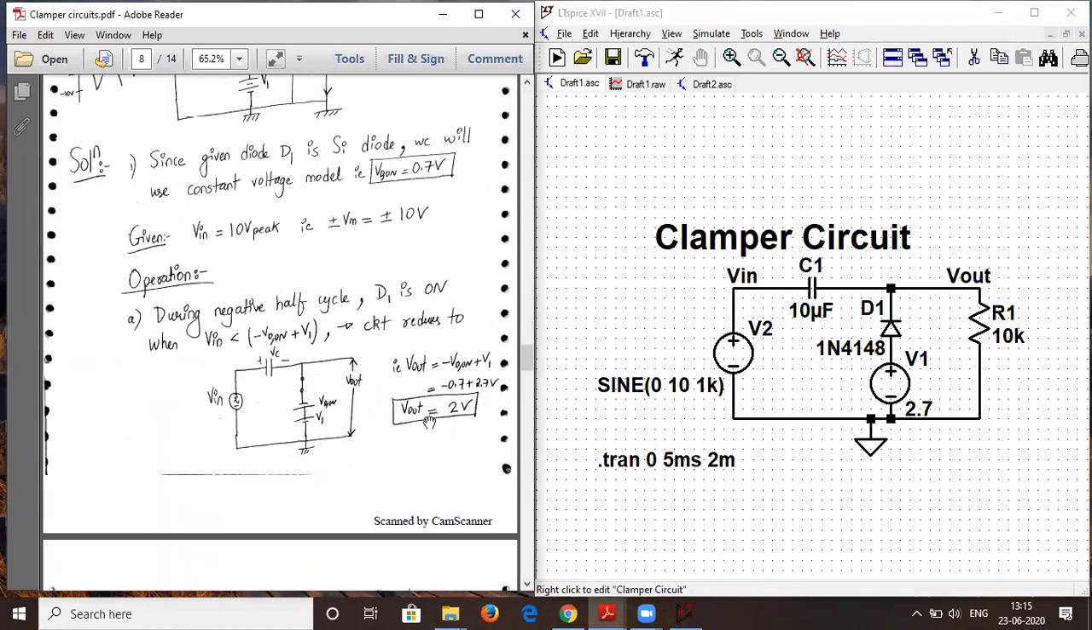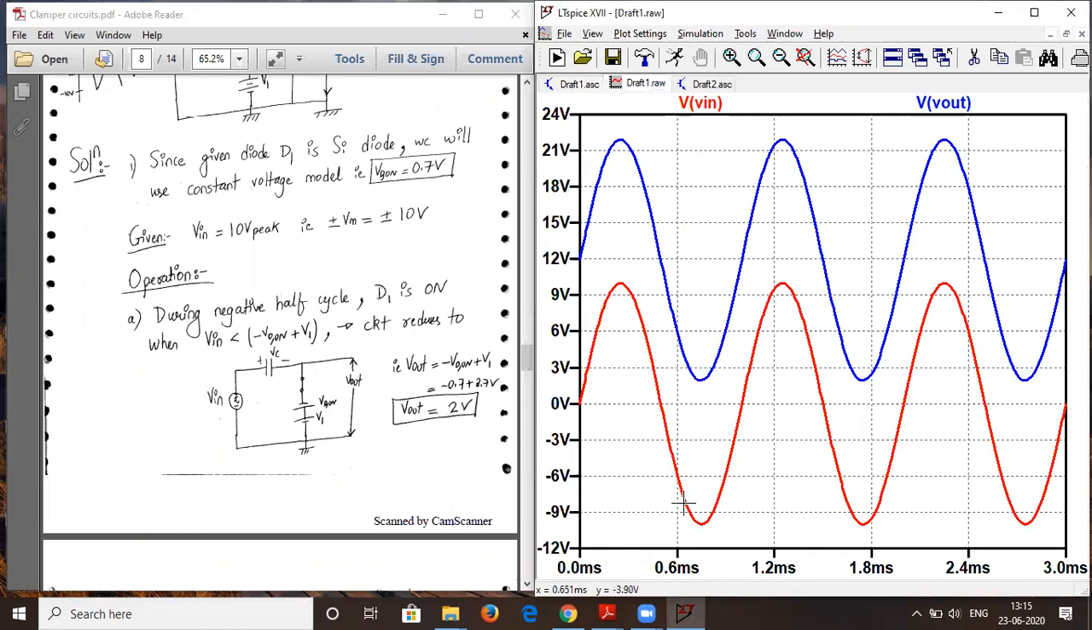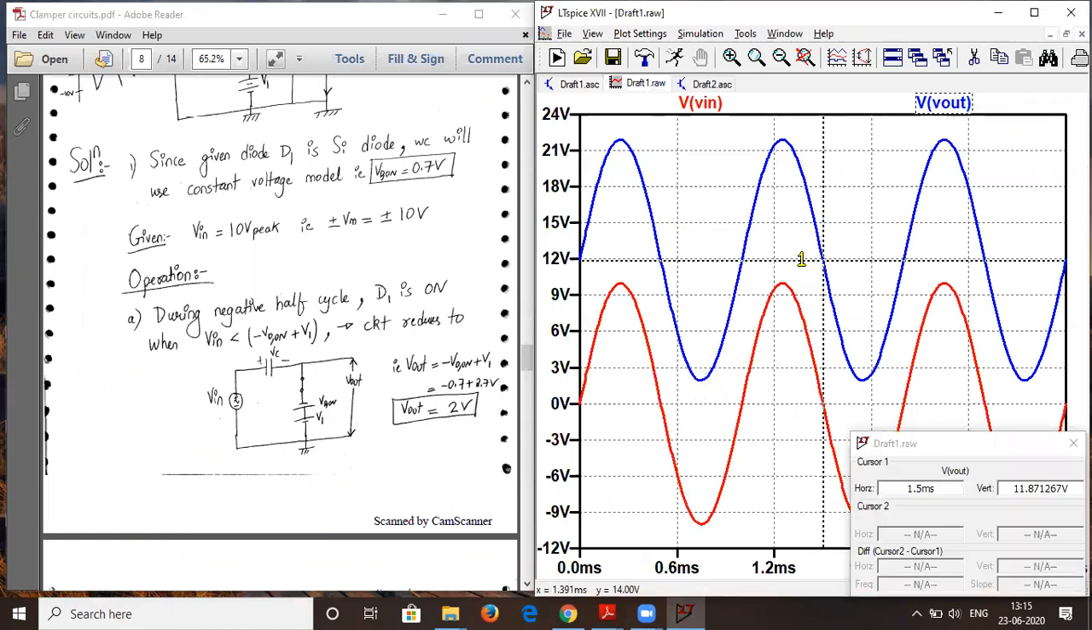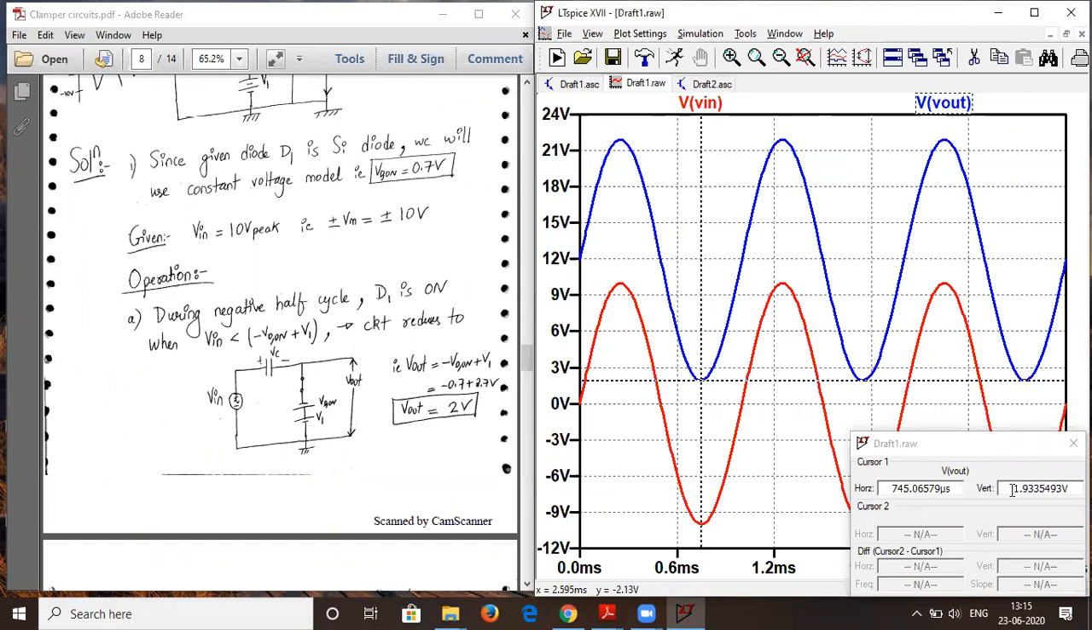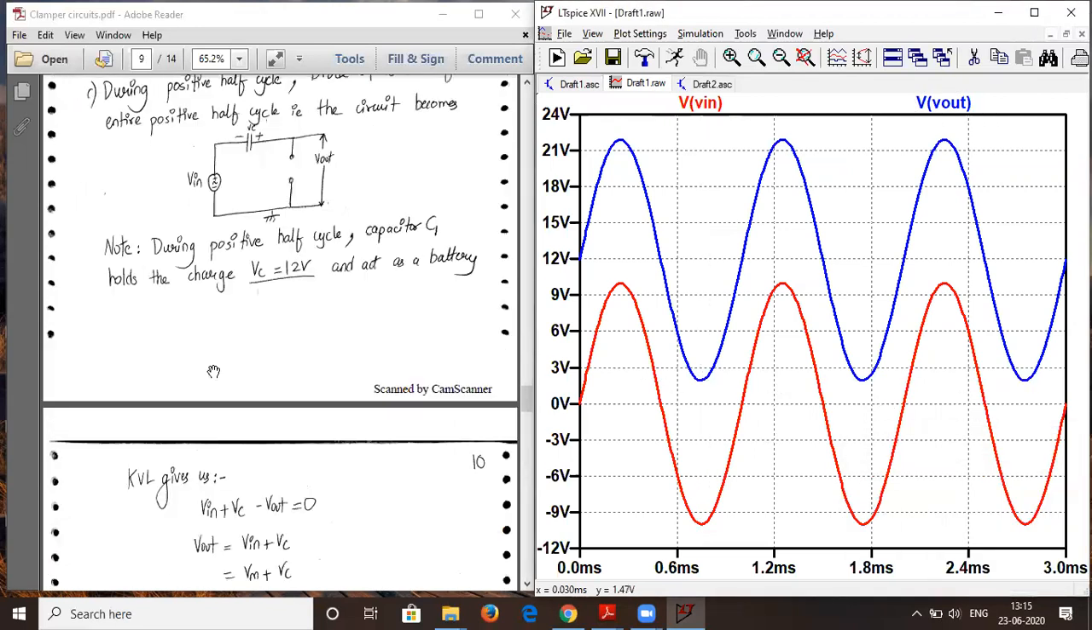So during the negative half cycle the V out is around 2 volts. So let us observe that V out. We can keep this point over here. It will be close to 2 volts because obviously our VD on is not exactly zero, it is 0.7. So this is close to around 1.93. That's correct.